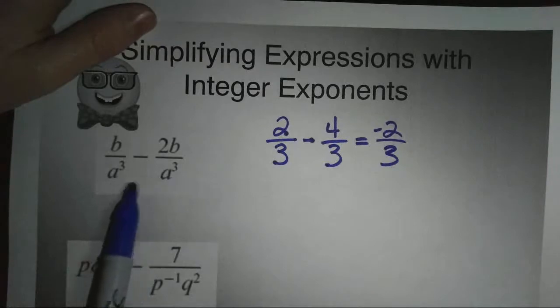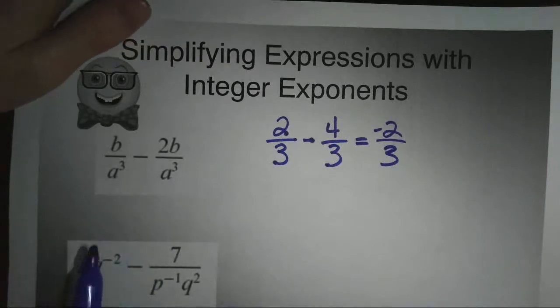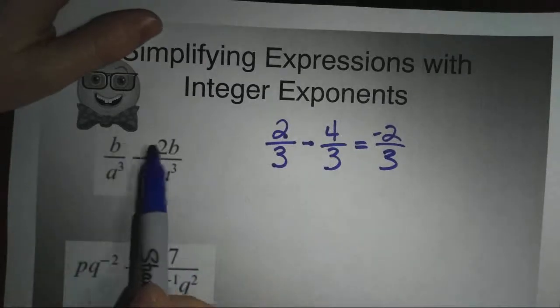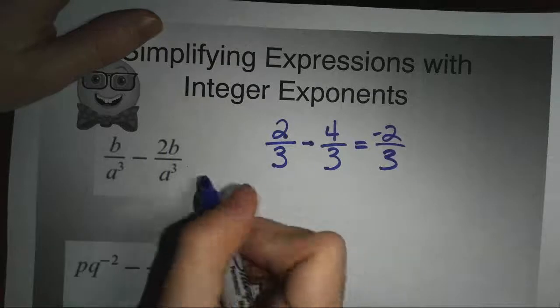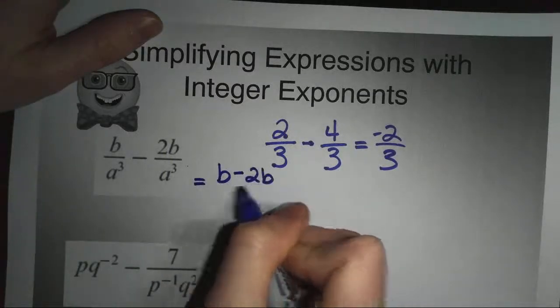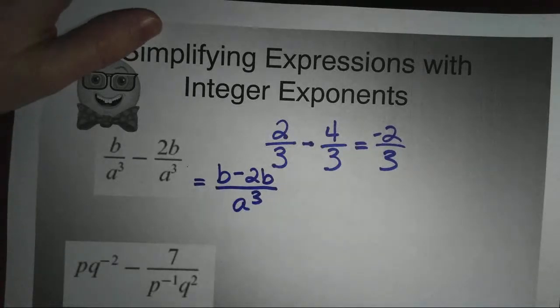Now, the same holds true with letters because, again, they just stand for numbers. In this example, we have a common denominator. Our common denominator is a to the third. So in order to simplify this expression, we can subtract our numerators and keep our common denominator. So we can say this is the same as b minus 2b all over a cubed.